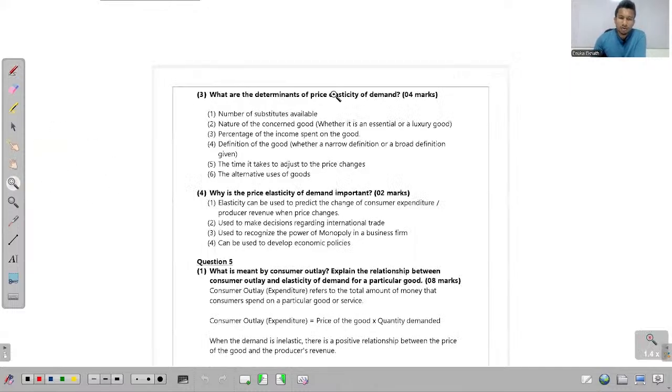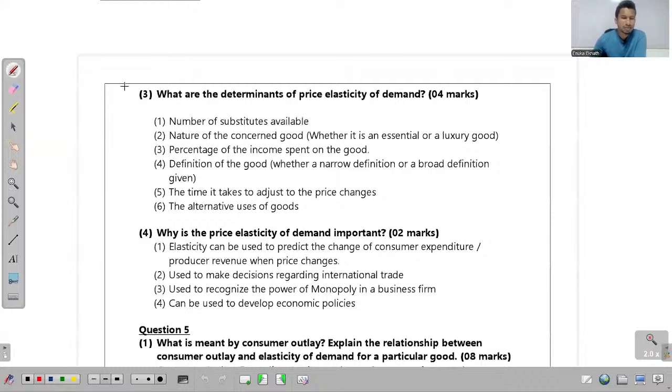The third one: what are the determinants of price elasticity of demand? We have recognized 6 in the note. If there are a higher number of substitutes for a good, then the PED will be high. Nature of the good: if the good is an essential good, PED will be low, it will be inelastic. But if the good is a luxury one, then the price elasticity will be high.